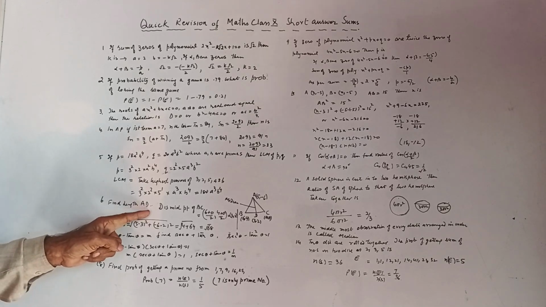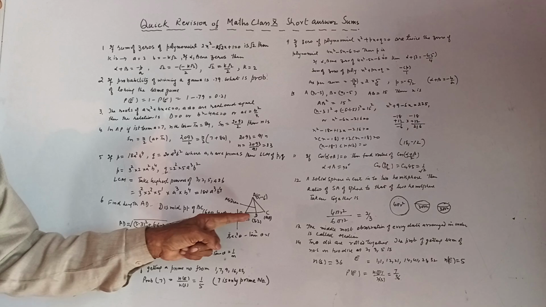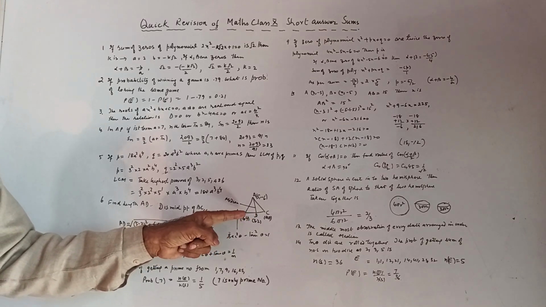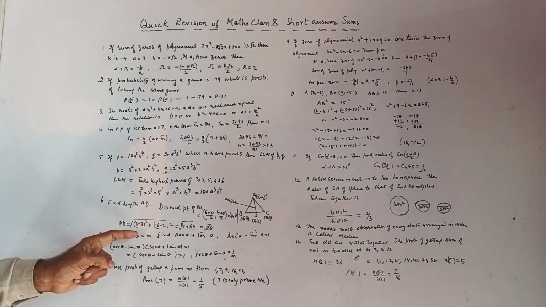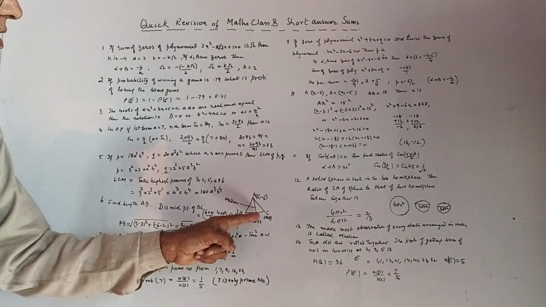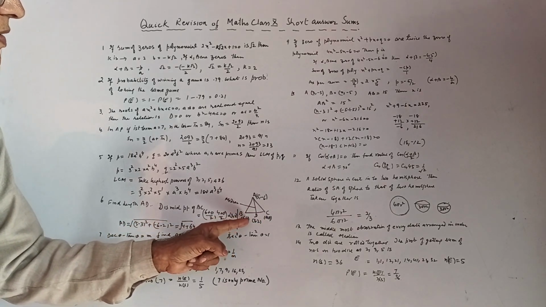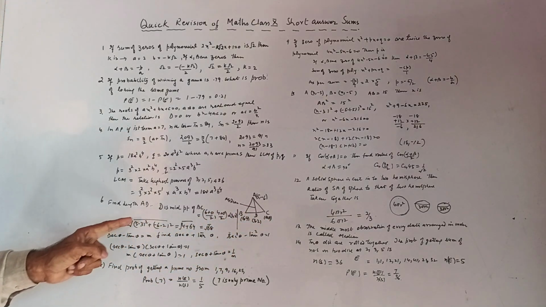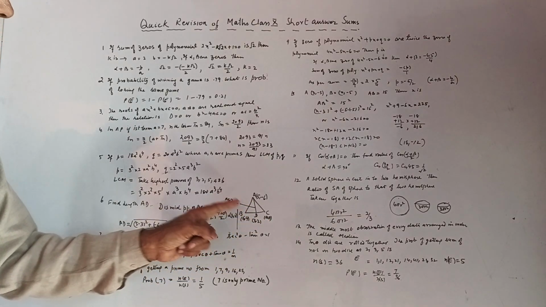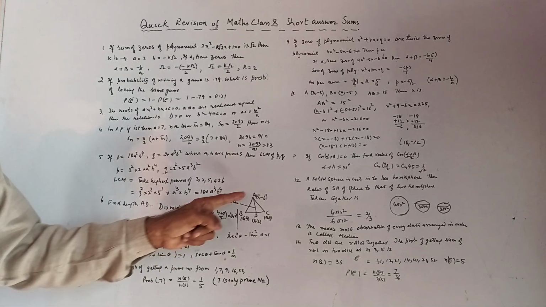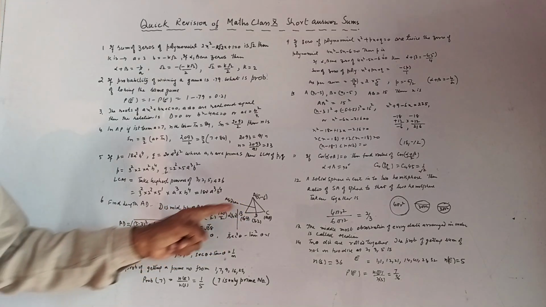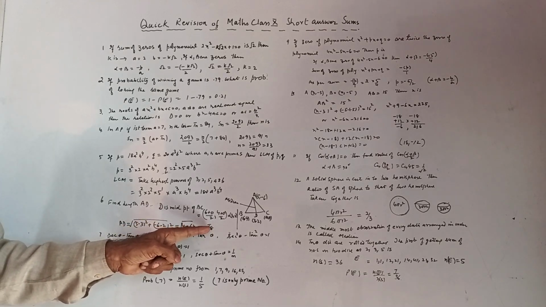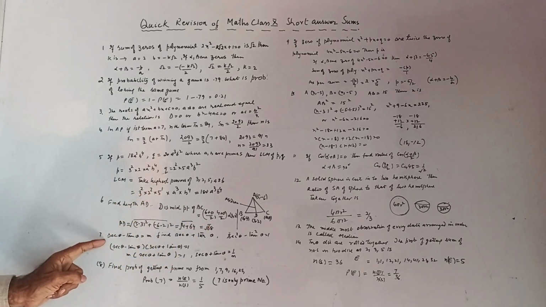Question number 6. Find length AD, D is the midpoint of BC. Now D is the midpoint of BC, then apply the midpoint formula. So this D point is 6 plus 0 by 2, 4 plus 0 by 2, that is 3, 2. Now AD, we have to find AD, apply distance formula. AD is equal to under the root 5 minus 3 whole square plus 6 minus 2 whole square, that is under the root 68.